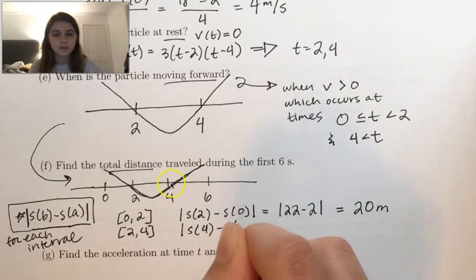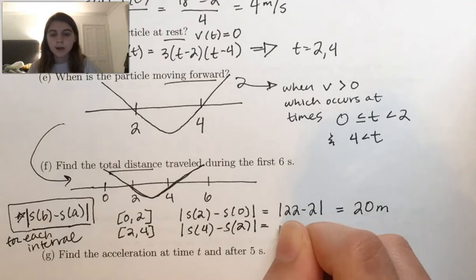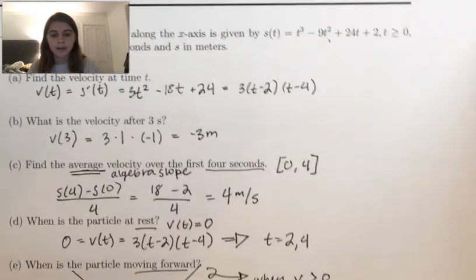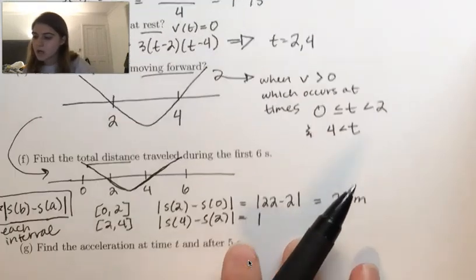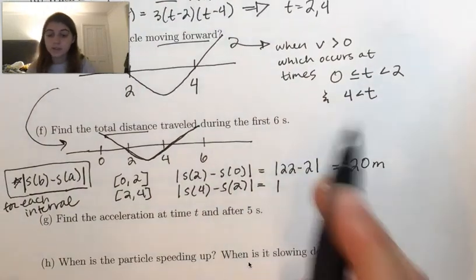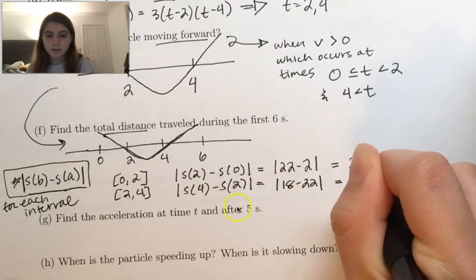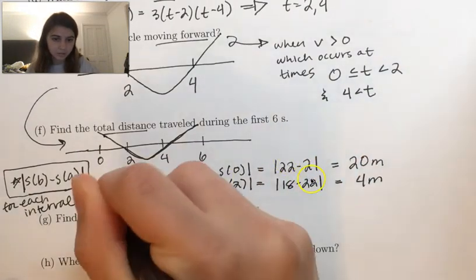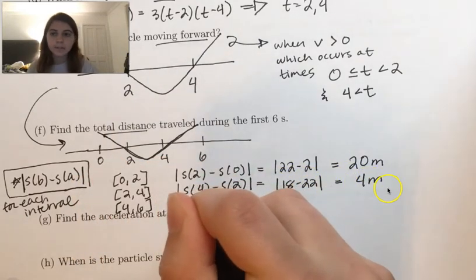And now we have 2 to 4. So S of 4 minus S of 2. And we're just going to pop back up to that function. So 4 cubed minus 9 times 4 squared plus 24 times 4 plus 2 gives you 18. And then we already did the 2. So we'll just move the 22 there, and we get 4 meters. Remember, it's absolute value, so that's why it's a positive 4.